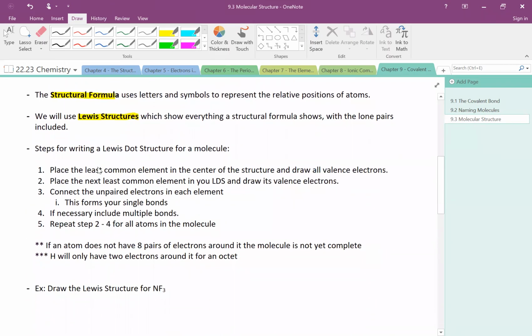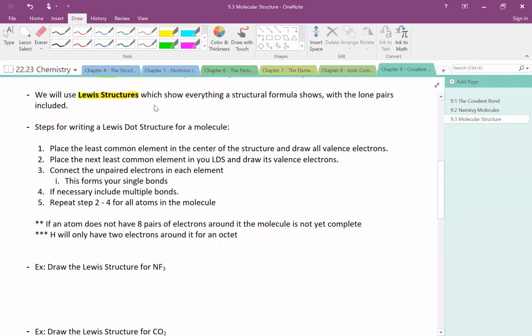All right, so there are 5 steps for drawing a Lewis dot structure for any molecule. We can read them here. I would recommend you copy these in your notebook and then just take a look at them as we go through this. Just a quick recap. You want to put the least common element in the middle. You're going to put the next least common element next to it. For both of those, you're going to put their valence electrons.